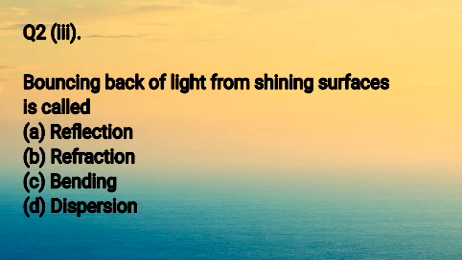So what you have to do is write question 2 part 3, then write bouncing back of the light from the shining surfaces is called. Then out of these four options you have to choose the correct option as well as the answer and write it in the online class. I hope you have already understood. You are going to write the questions as a question paper in advance before the beginning of the online class and be ready in the online class. When I say start writing, then you will start writing the answers.